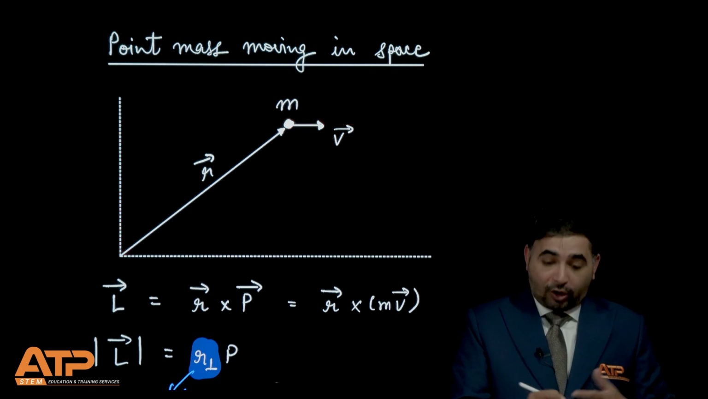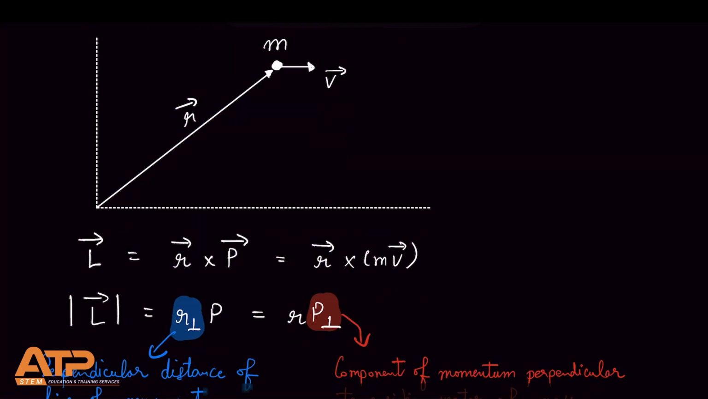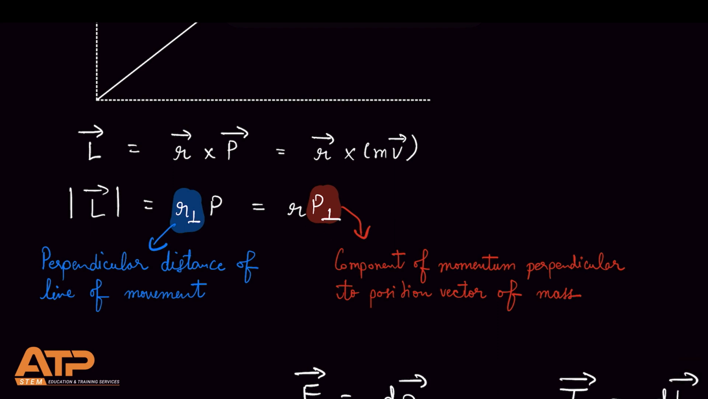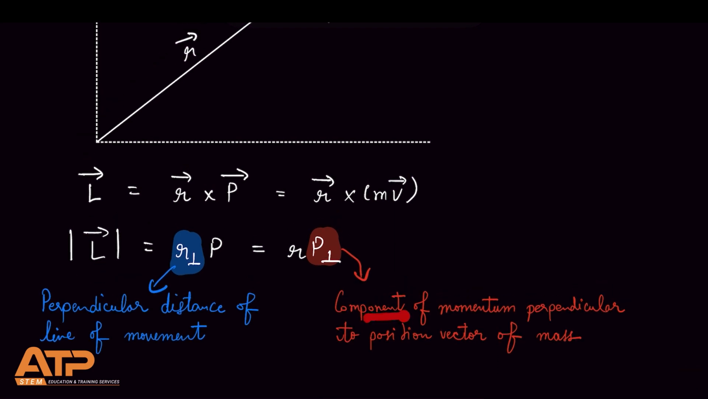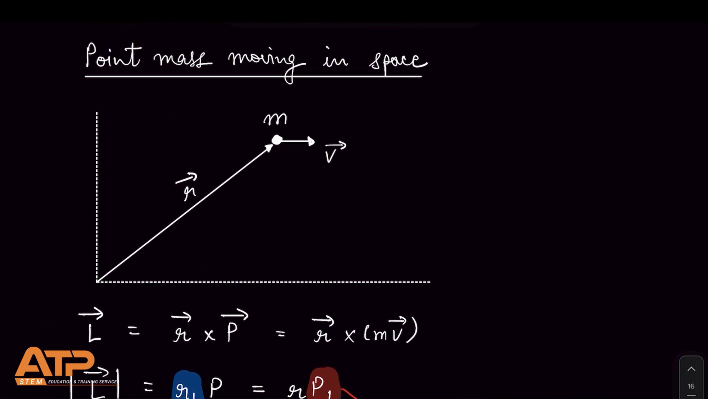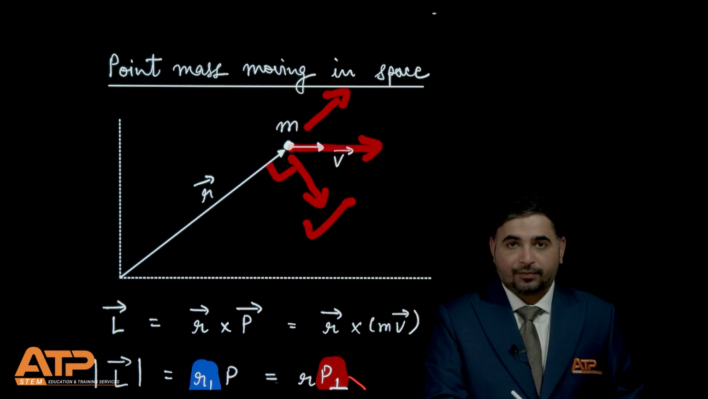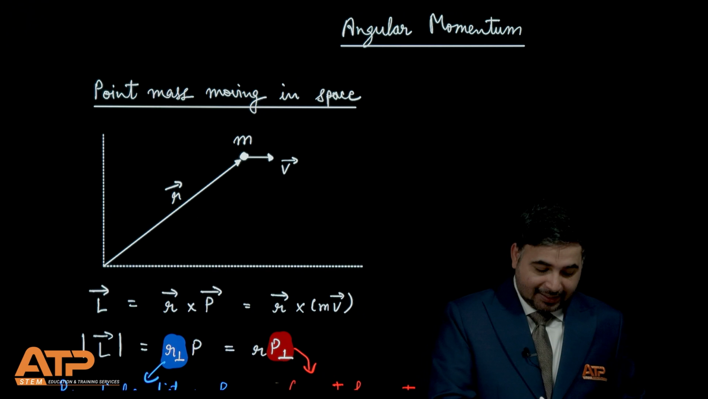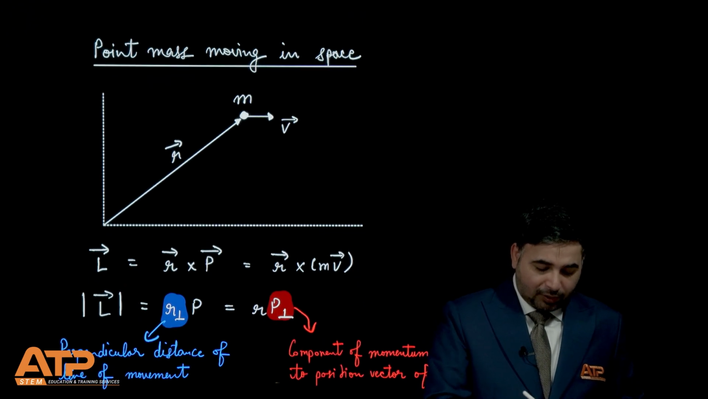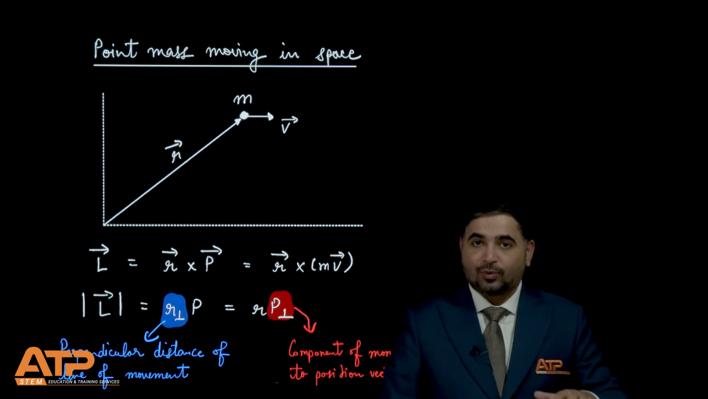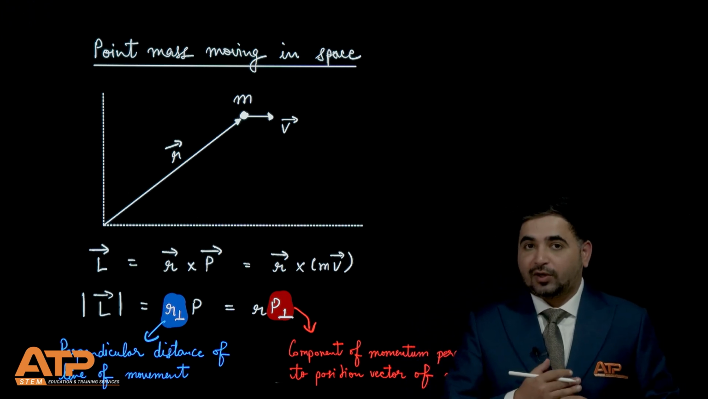Okay, or we can do the other thing as well. The other thing was R into P perpendicular. So in this case, component of momentum perpendicular to the position vector of the mass. So in that case, if this is the direction of momentum, it has one component this way and one component this way. We simply take this one, multiply with R and get the answer. Okay, so this situation has this as the angular momentum formula, which can be either used this way or this way as well if only magnitude is required.